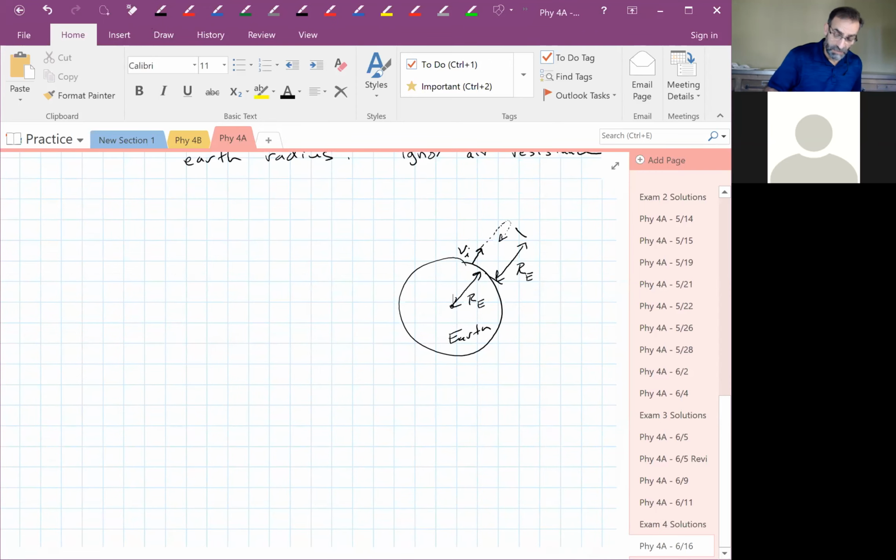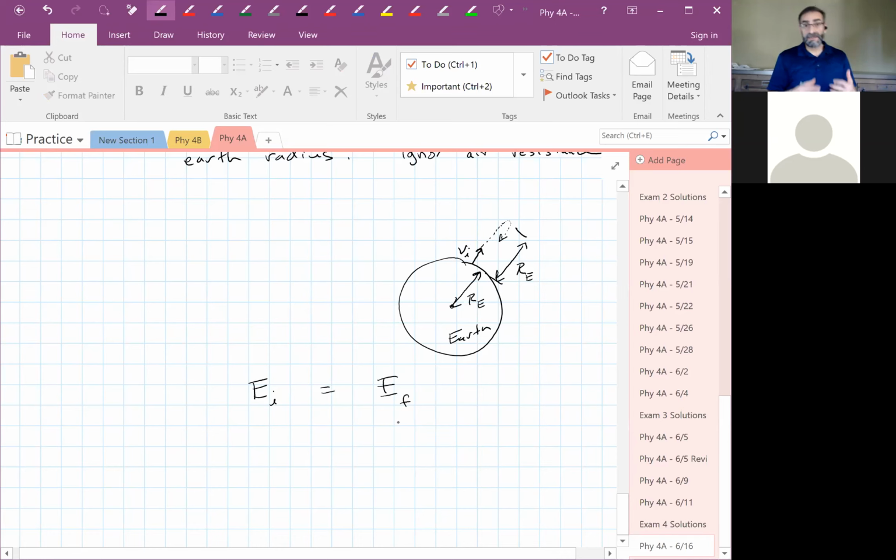This is an energy problem, right? You'd probably use energy to do it. Just don't fall into the trap of using mgh as your gravitational potential energy. That would not work here. If we ignore air resistance, then all of our mechanical energy at the beginning is equal to all of our mechanical energy at the end.